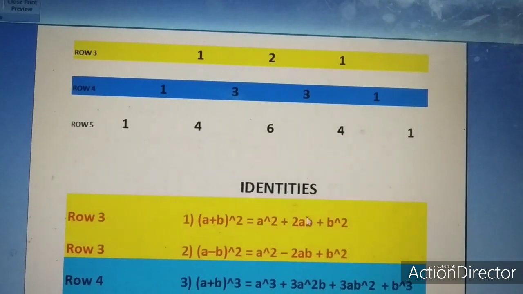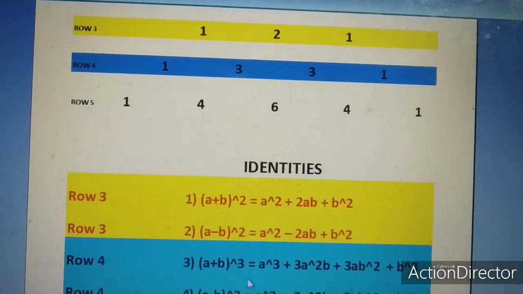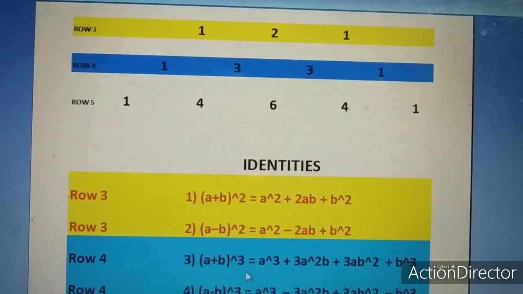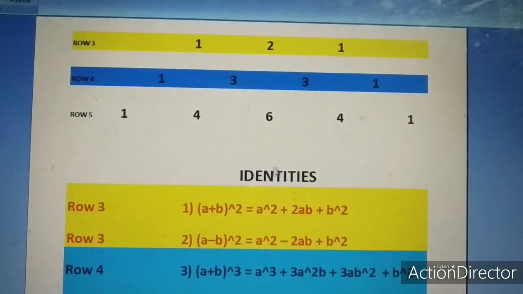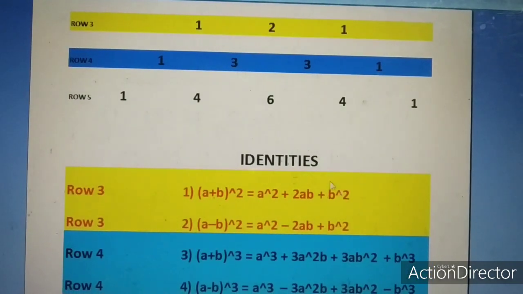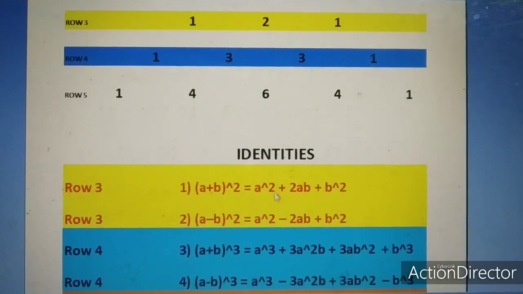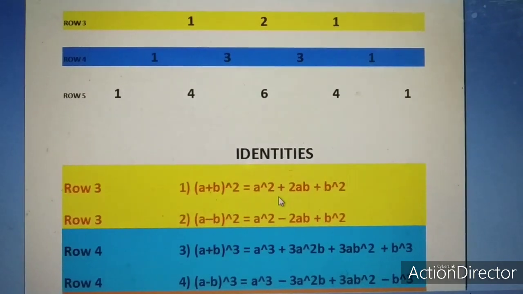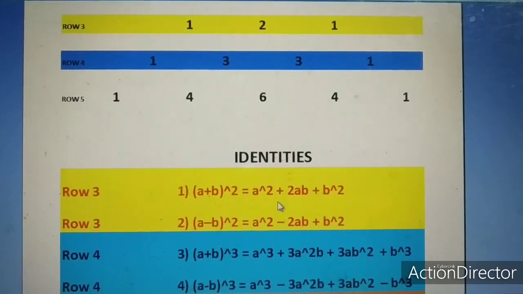This is followed in all: (a + b) whole square, (a + b) whole cube, (a + b) whole power 4. This process is continued throughout. So if you know how to write Pascal's triangle, it will be very useful for you to remember these identities easily and write the identities easily also, without by-hearting the identities. Hope you understood this Pascal's triangle and these algebraic identities.